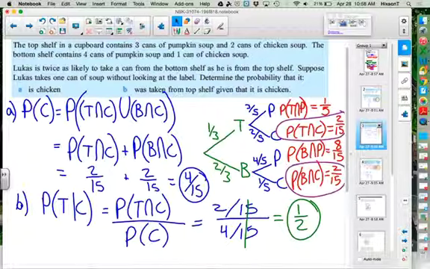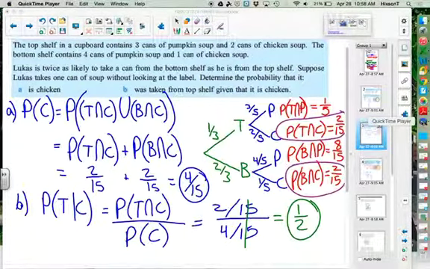Alright, are there any other questions about the conditional probabilities? Okay, we're doing pretty well. Are there practice problems?